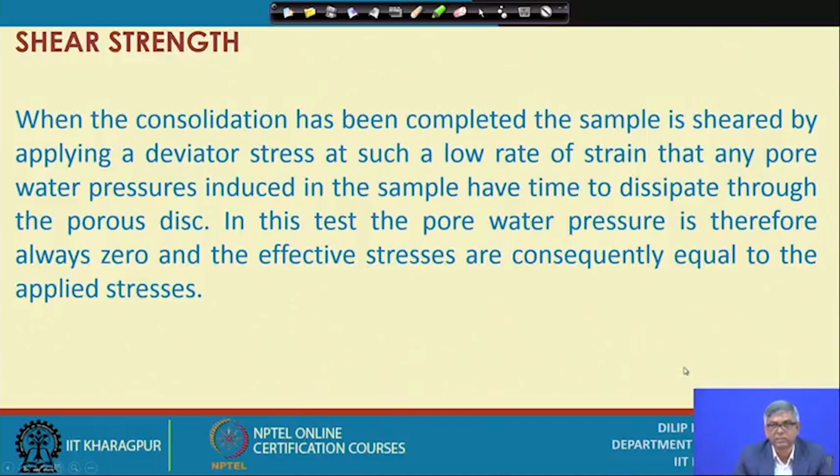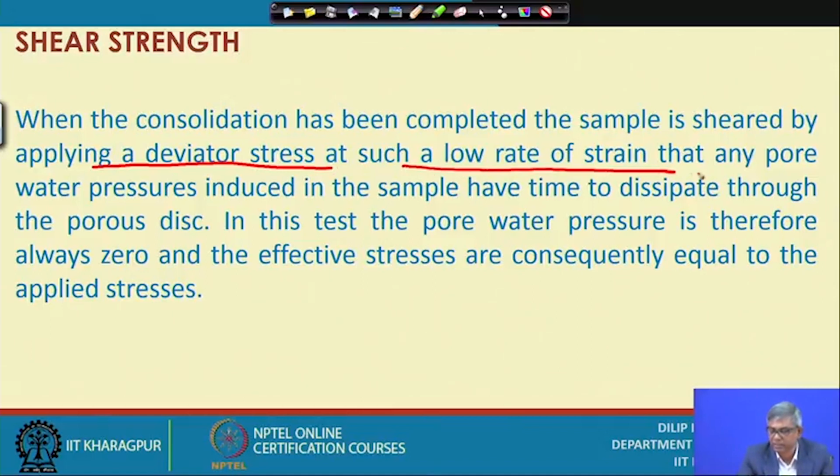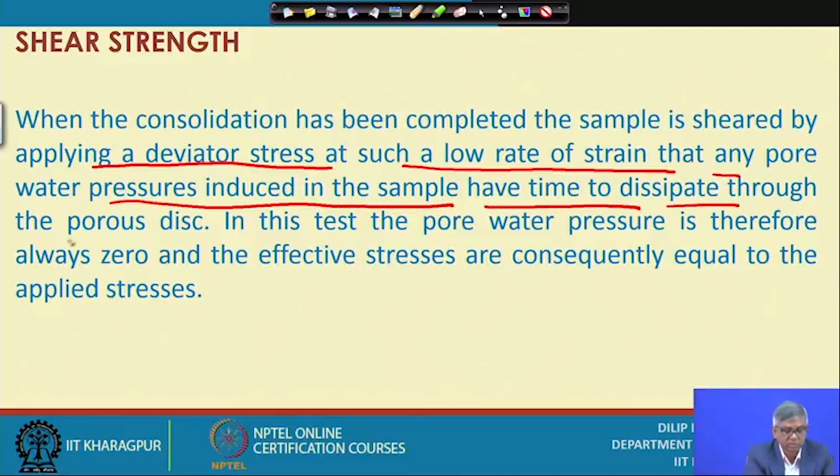And when the consolidation is completed, the sample is sheared by applying deviator stress. That is what I have already mentioned. At such a low rate of strain, any pore water pressure induced in the sample has time to dissipate through the porous disc, that is, the bottom porous disc. So, we have enough time so that water goes out and pore pressure totally dissipates.